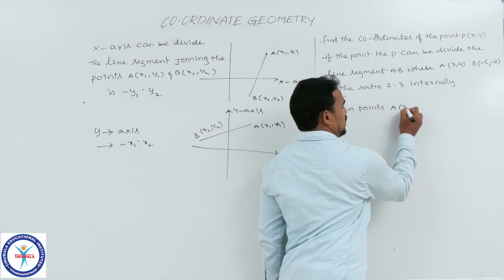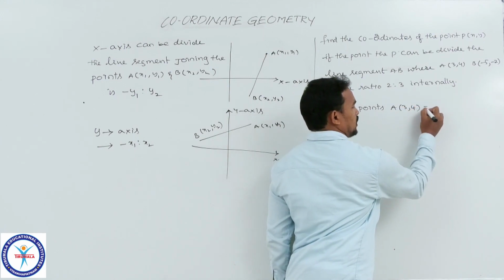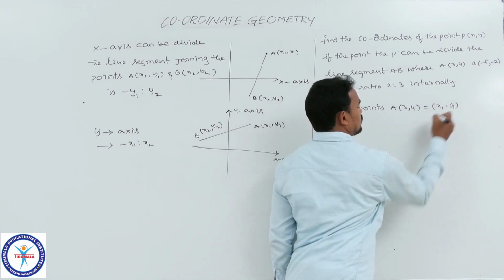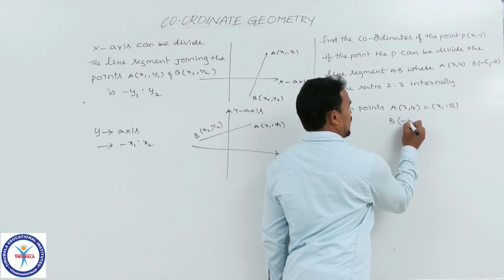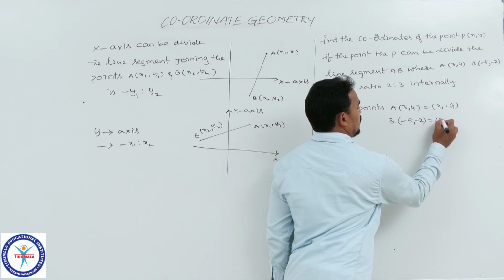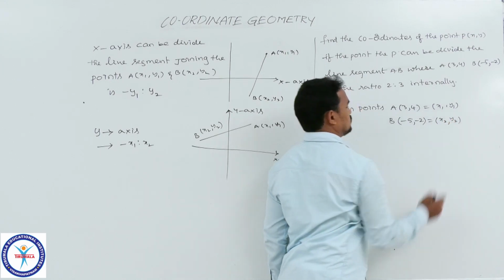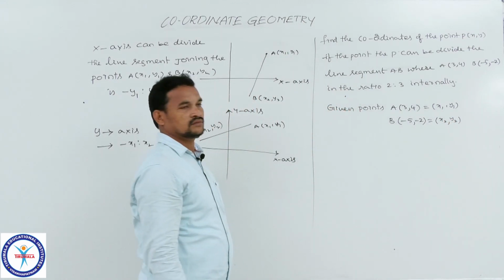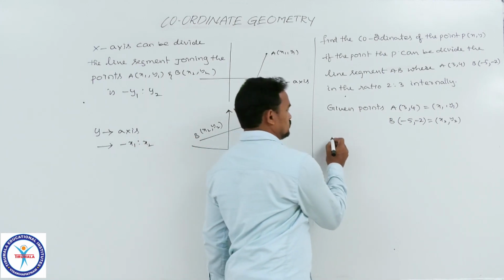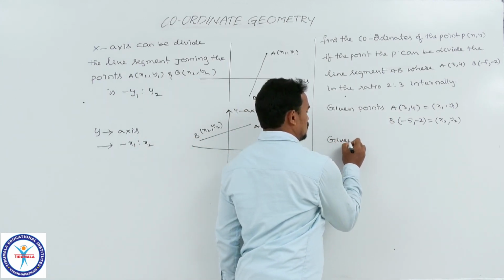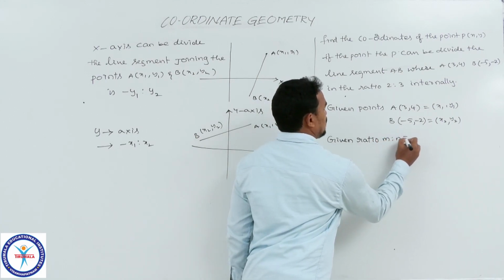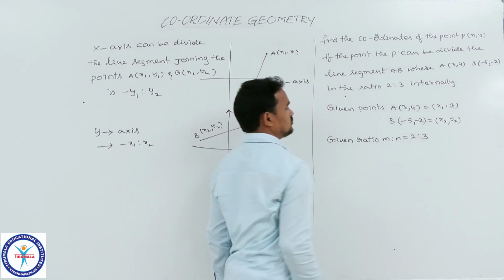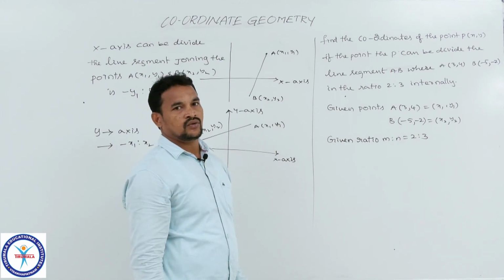A of 3 comma 4 is compared with x1 comma y1. One more point B of minus 5 comma minus 2 is x2 comma y2. Given ratio m is to n is 2:3.